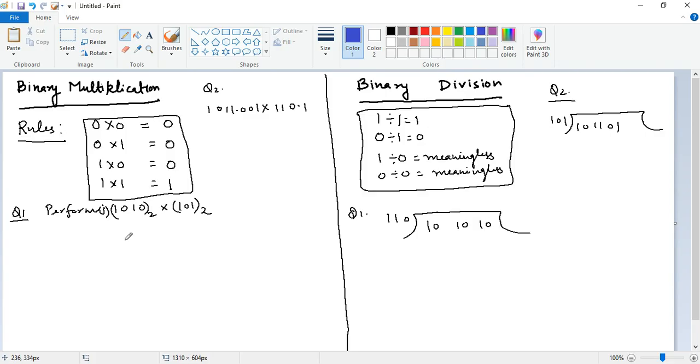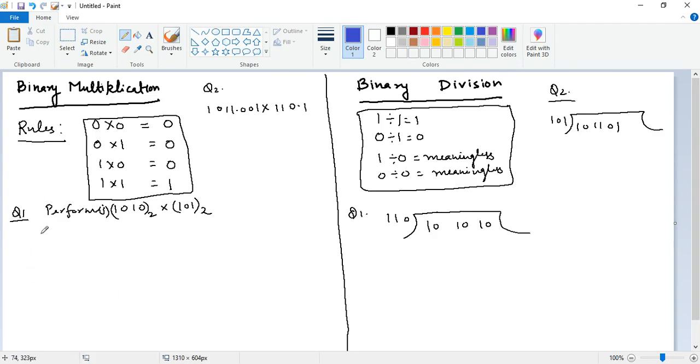So, these are the rules which are applicable for binary multiplication. Binary numbers are 0 and 1. So 0 into 0 is 0, 0 into 1 is equal to 0, 1 into 0 is equal to 0, and 1 into 1 is equal to 1. So to do binary multiplication, we have to follow these rules.